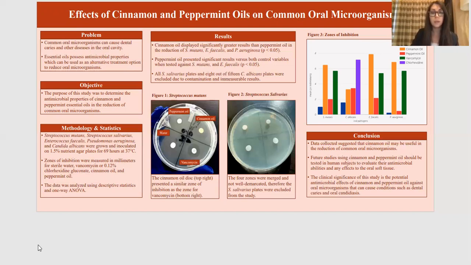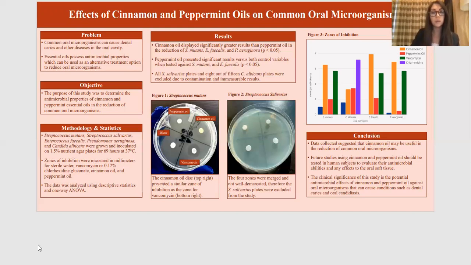We began by growing and incubating the 5 common oral microorganisms in a nutrient broth for 72 hours at 37 degrees Celsius. Next, 75 agar plates were divided amongst the 5 microorganisms with 15 agar plates per microorganism. Each plate was labeled with the name of the microorganism and divided into 4 sections for each treatment. The 5 microorganisms that had been grown for 72 hours in a nutrient broth were introduced to the entire plate using a sterile spreader.